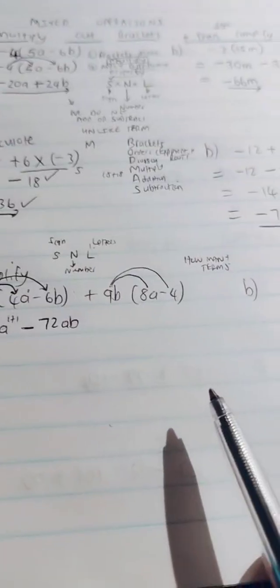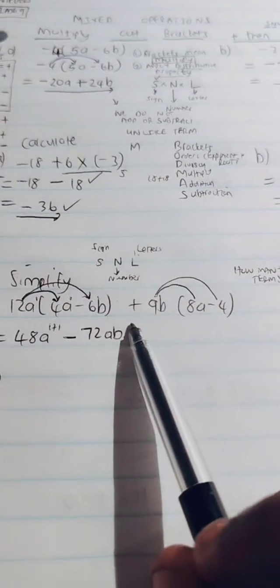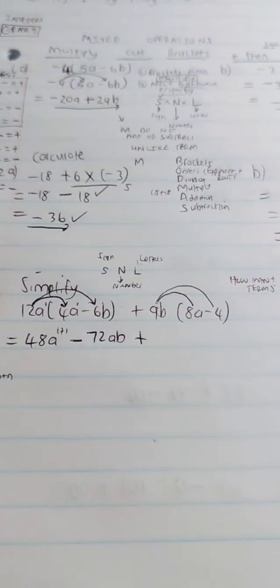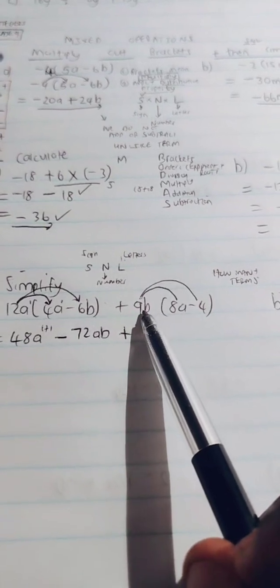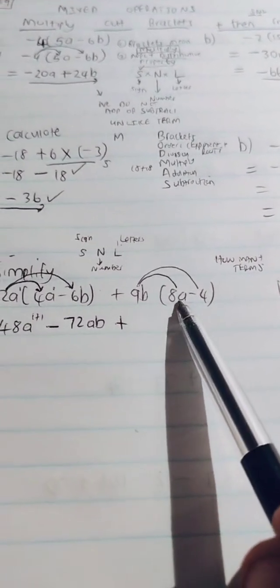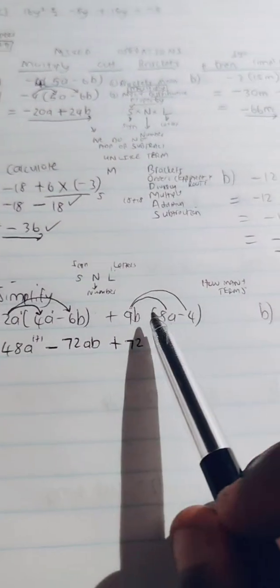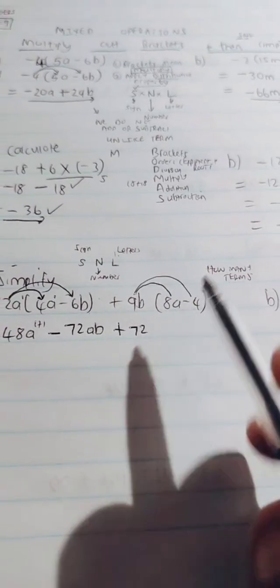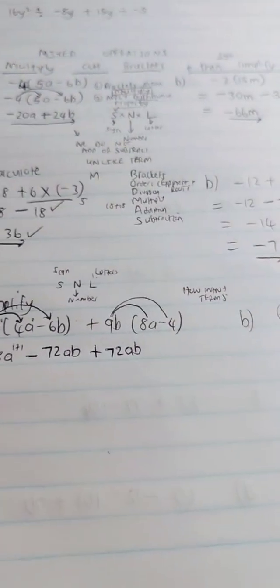Do the same thing to 9B by asking, sign: positive times a positive is a positive. Sign has been taken care of. We move on to the number. What is 9 times 8? 9 times 8 is 72. We move on to the letters. What is B times A? We can write in alphabetical order AB.